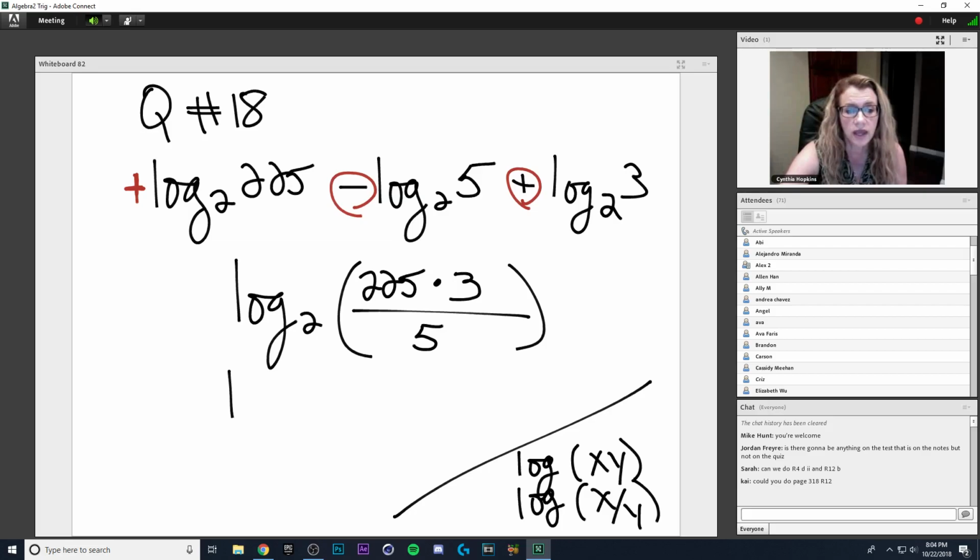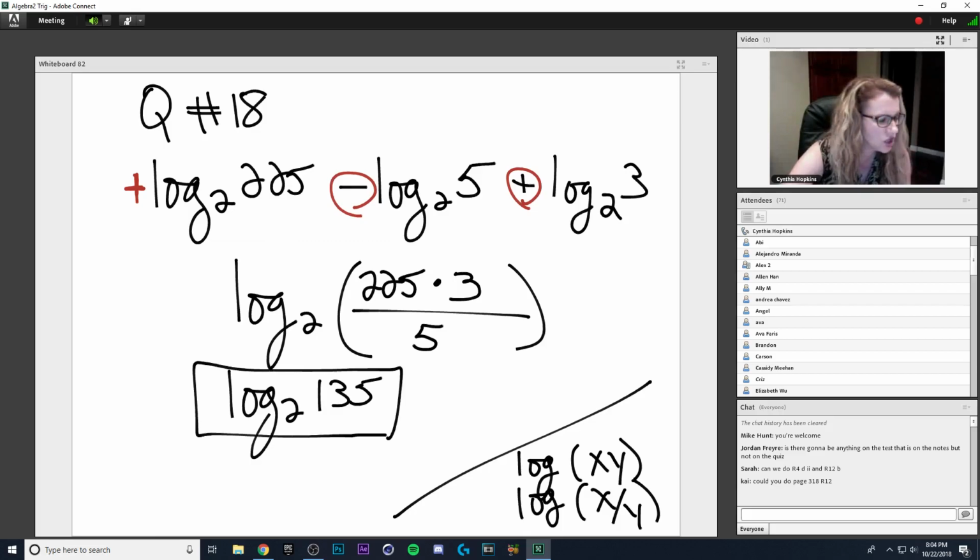Okay, so then you simplify that, 225 times 3 divided by 5, and that's what you can use your calculator for, and you get 135. Okay, and that's all they wanted. So don't you dare do the change of base formula and go, oh, this equals whatever decimal that is. Okay, they didn't ask that. They said write as a logarithm of a single argument. So there's your answer. Okay, Aaron, I hope that was helpful.